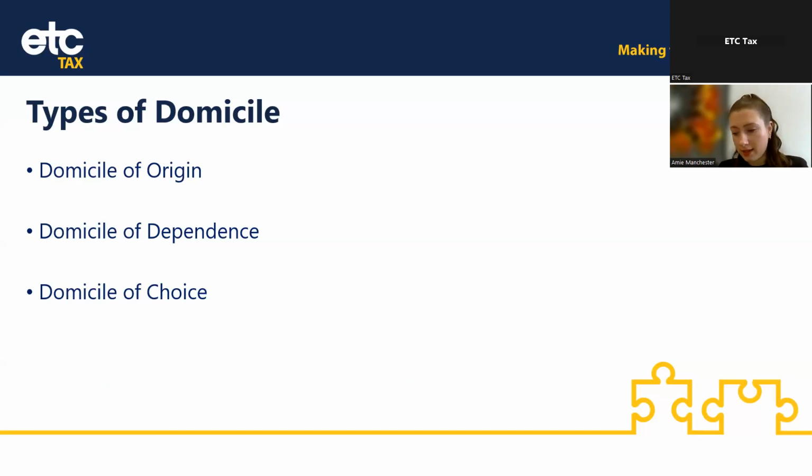Domicile of dependence. The domicile of a child under the age of 16 will follow their legal guardian. After they reach the age of 16, they can legally acquire a new domicile from that age. And domicile of choice. An individual can acquire a domicile of choice in a particular country. This would be via a combination of physical presence in that country and an intention to permanently settle there.